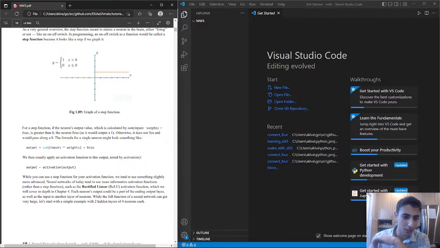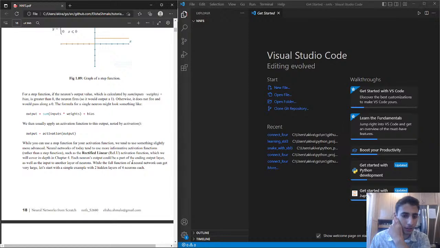Each neuron's output could be a part of the ending output layer. I don't even know what that means. Each neuron's output could be a part of the ending output layer. Right, so every neuron could be a part of the final layer, the actual outputs that you get. That is one possibility, as well as the input to another layer of neurons.